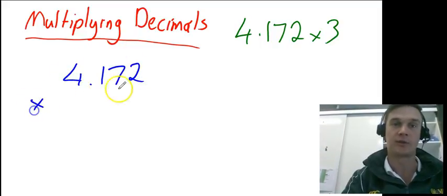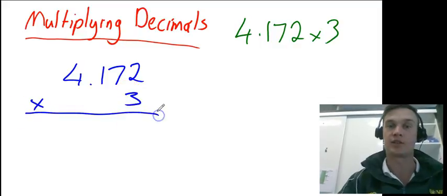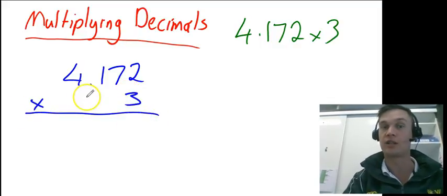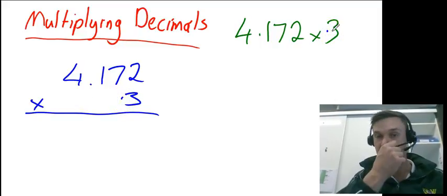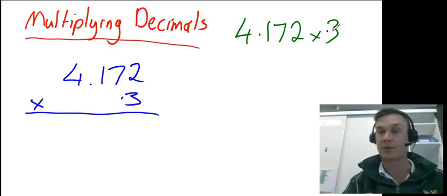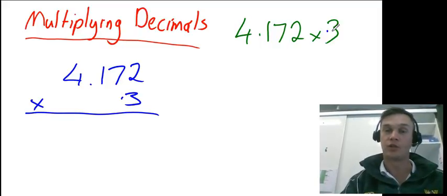So if I just went 4.172 times 3. Now, unlike addition and subtraction, you don't need to line up the decimals. So if this was actually 0.3, which we might actually do just to make this simpler, I'll show you what you need to do. So you just set it up as if a normal multiplication. You go through the process.